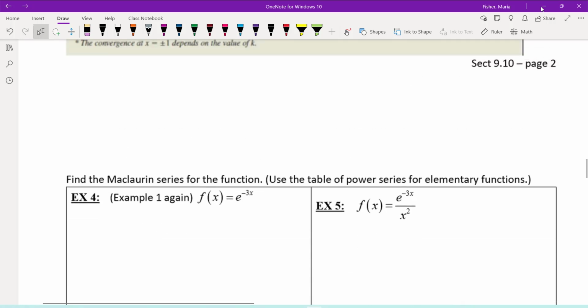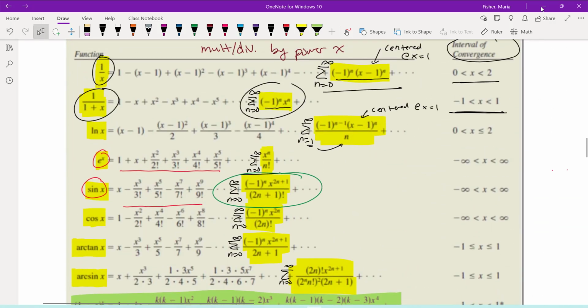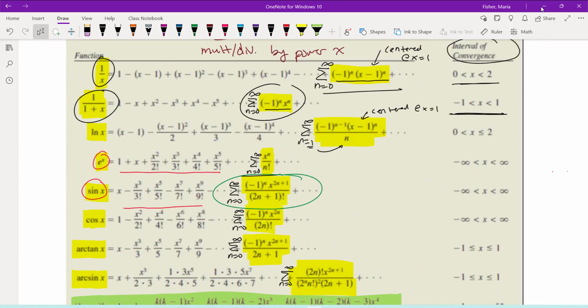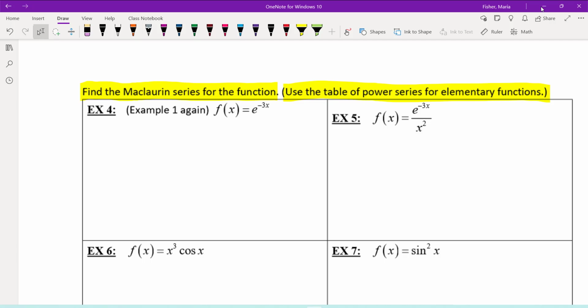Now, on an exam, or in WebAssign, if you see the directions, find the Maclaurin series for the function, use the table of power series for elementary functions, that's what you're using to do it. You're going to be using this table right here to come up with your series. On an exam, this table would be provided for you. So let's look at the first one, example 4, which I'm letting you know is example 1 again.